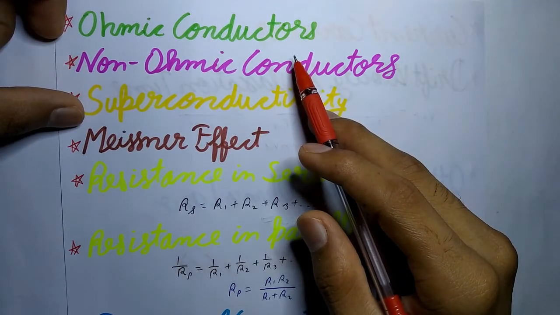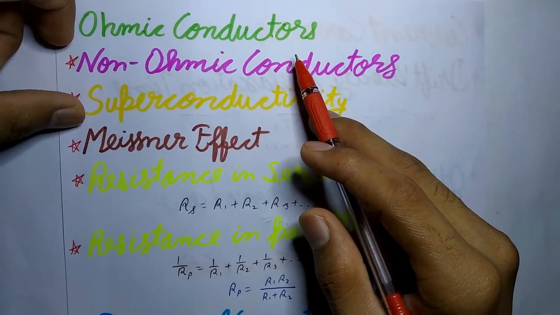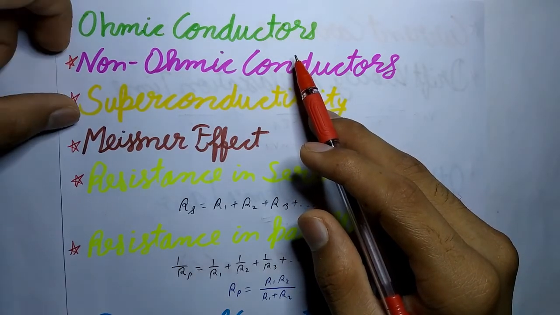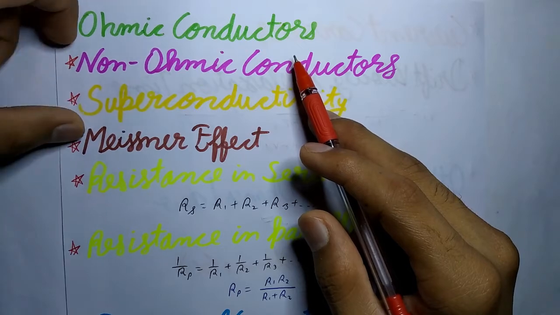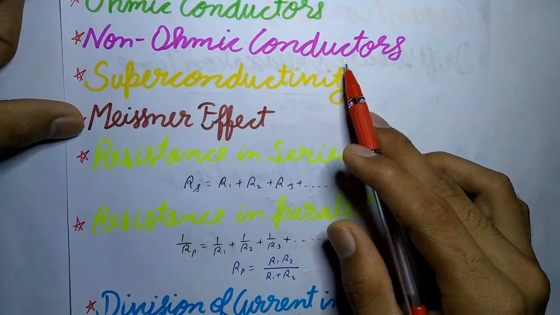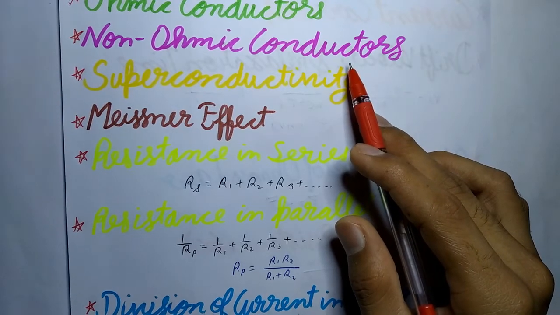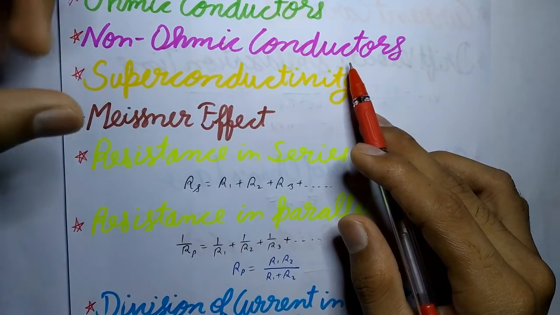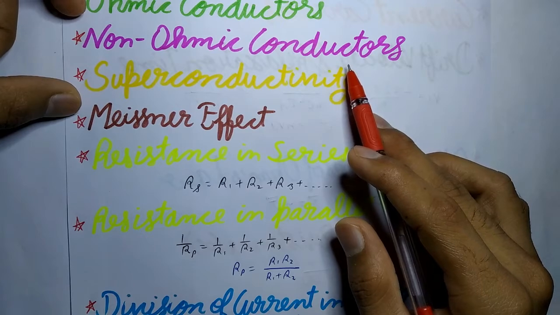For these conductors, the VI graph is a straight line passing through the origin. For example, a metallic conductor for small currents is an ohmic conductor. Non-ohmic conductors: the conductors which do not obey Ohm's law are called non-ohmic conductors.